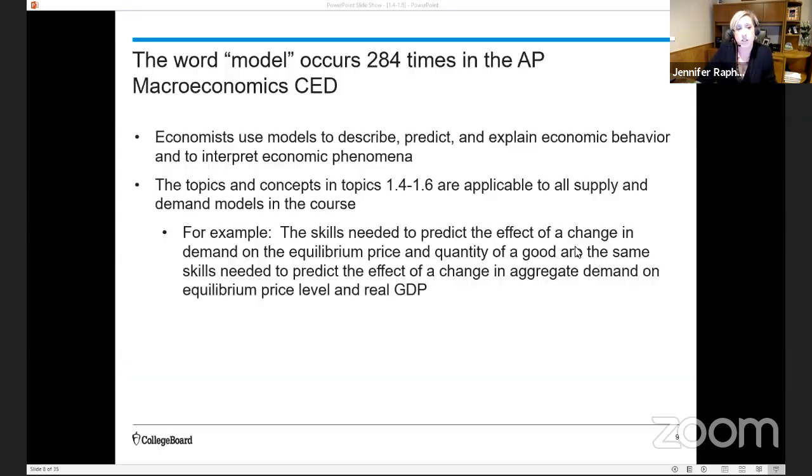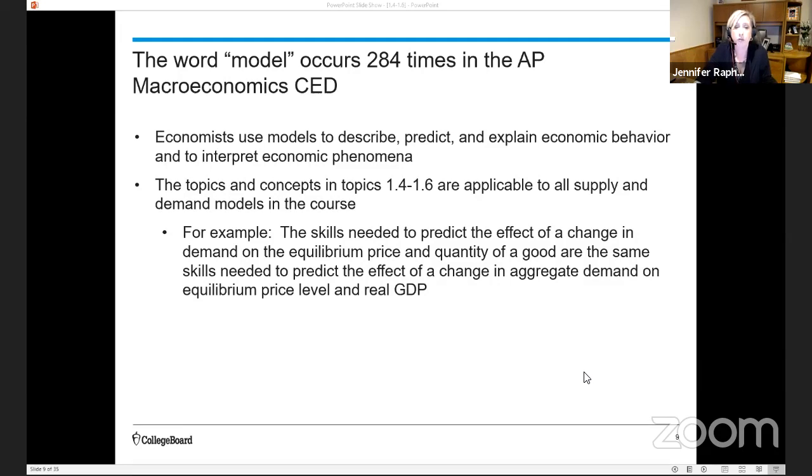All right, so what do you need to do? I did a Control F in the course and exam description for the word "model," and it occurs 284 times. Not all of those are in the context of the learning objectives in terms of content or skills, but the majority of them are.